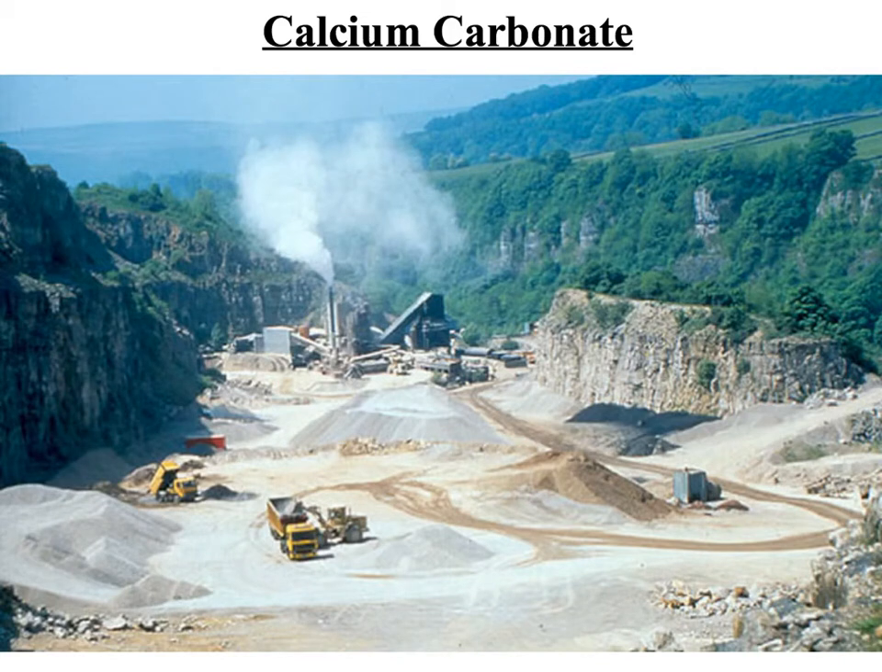This is a revision video for C1, calcium carbonate and limestone. Limestone is obtained from the ground through quarries, like the one in the picture. Limestone is a sedimentary rock, and its formula is CaCO3.